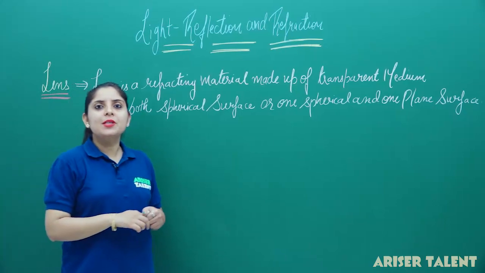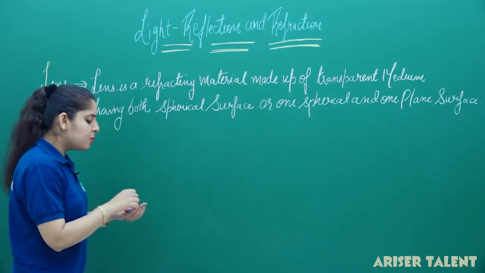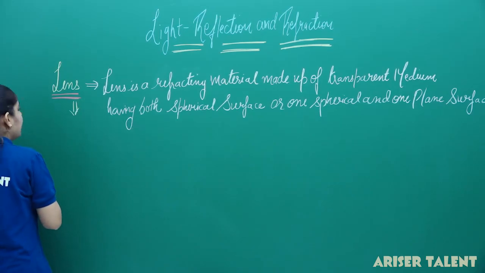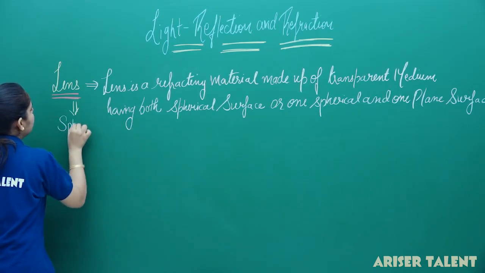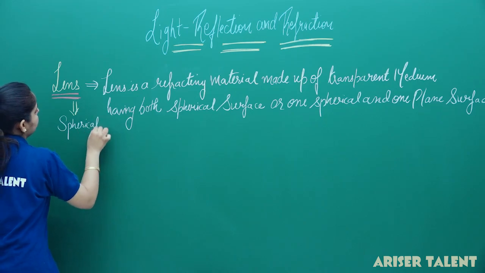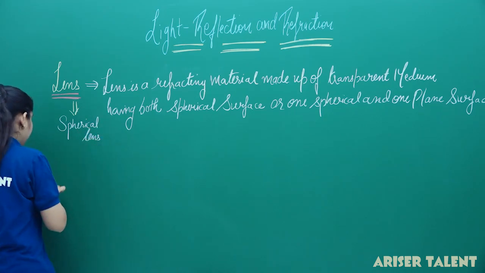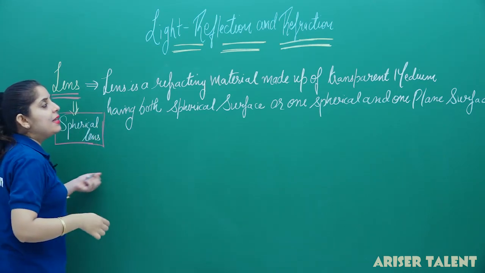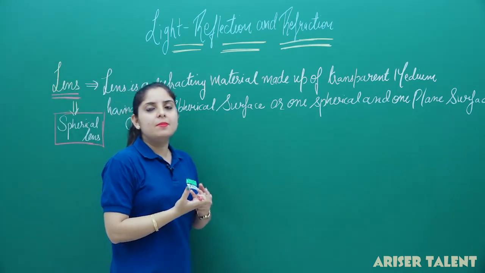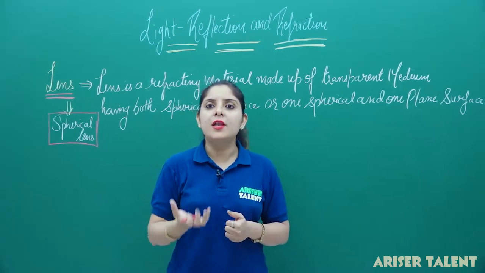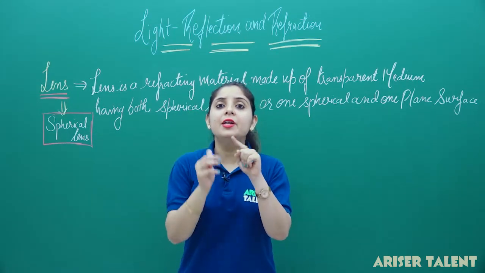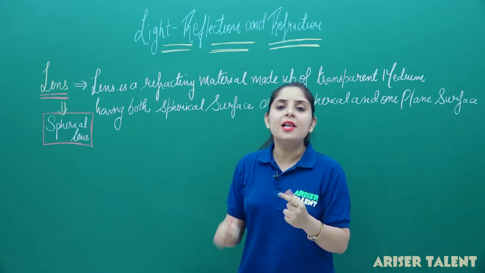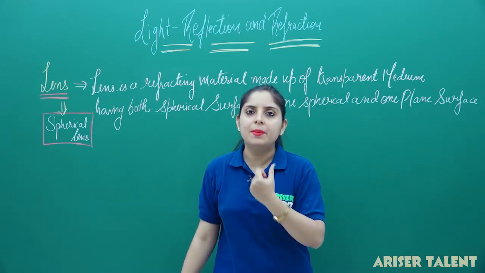So lenses are actually the spherical lenses we have. Sometimes we may also call them spherical lenses. So what is lens? Lens is actually a refracting material or a piece of transparent medium having refracting surfaces, either both of them spherical or one spherical and one plane surface.